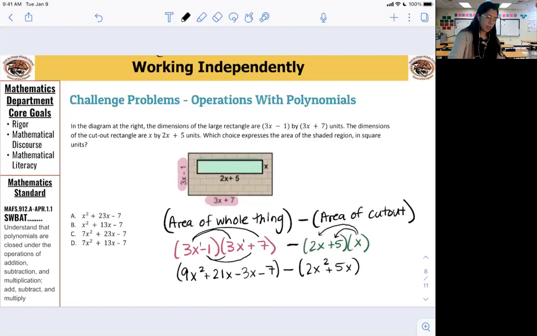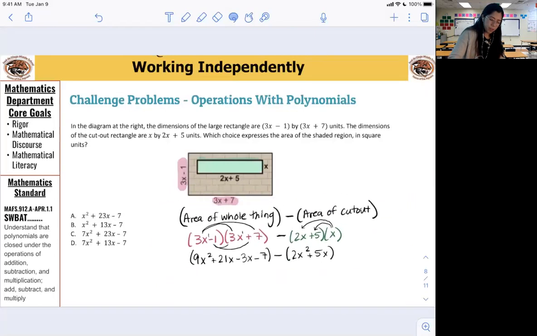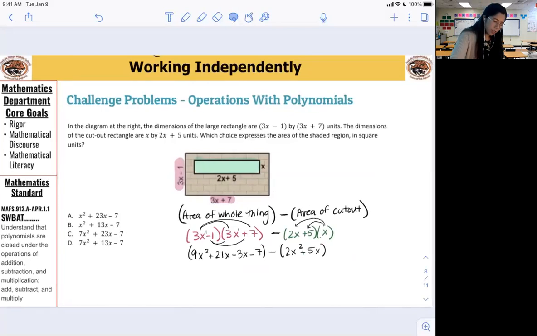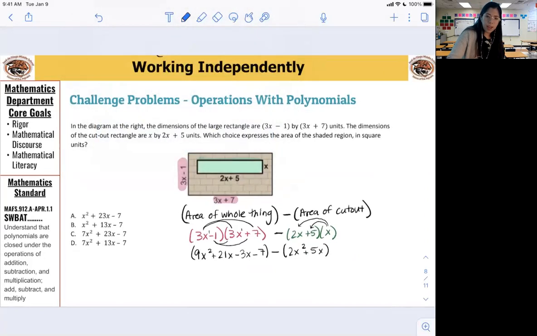All right. Now, at this point, I'm going to subtract. But here's where we have to remember, because we haven't reviewed it in a little bit, what happens when you subtract? You've got to change the signs. Got to change all the signs. So that negative symbol, don't forget, you have to distribute it as well. All the positives turn negative and all the negatives turn positive. And that's really, really important.